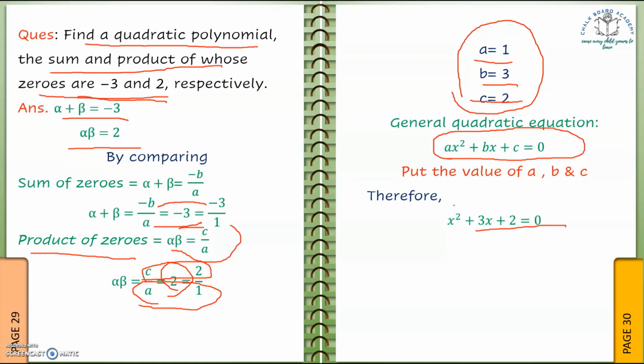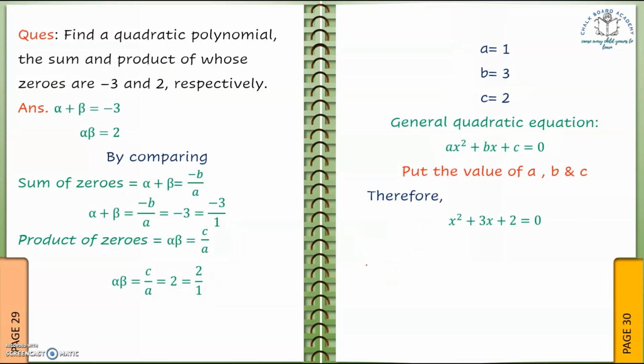And if in any question by chance you are asked to find out 3 quadratic polynomials with these zeros, then what you have to do is just multiply this whole equation by any integer like -1, like 2, or even you can multiply it by any fraction like 4 by 3. So you will get new equations, and all these equations will have zeros as -3 and 2.